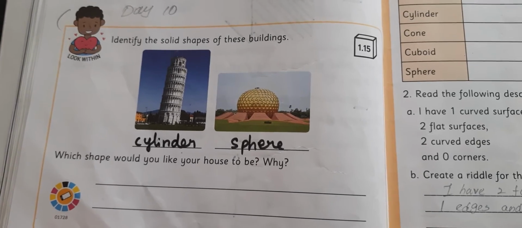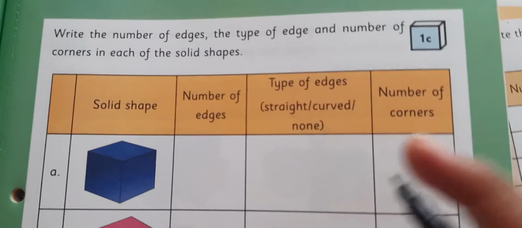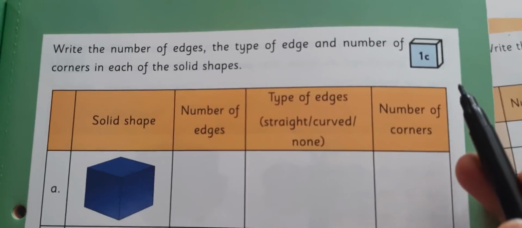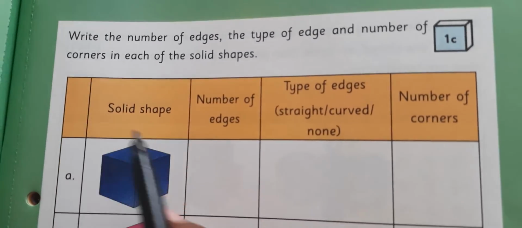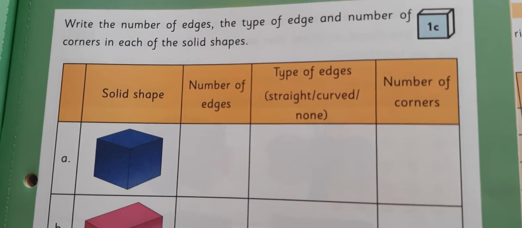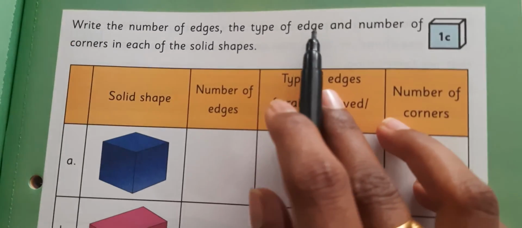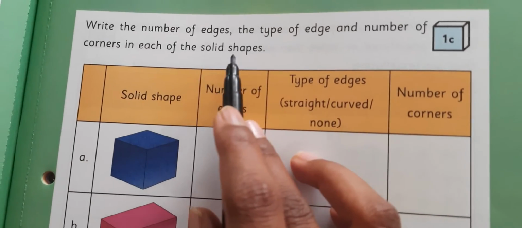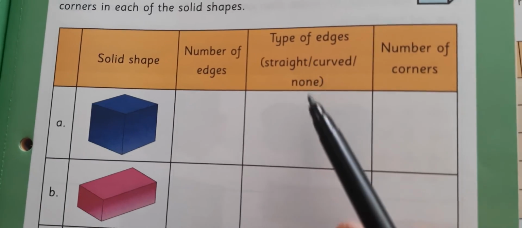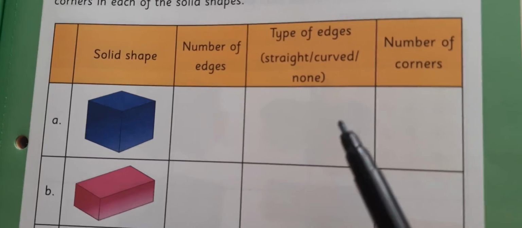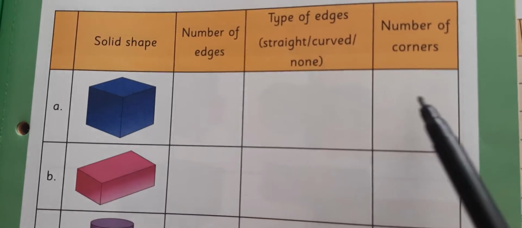The next activity is the companion activity. That is your home fun. See companion activity 1C. Those who do not have the studio book and companion book, take a notebook and write down everything in your notebook itself. Afterwards, take pictures of that activity and send them in the Chrysalis Home app itself. Write the number of edges, the type of edge, and the number of corners in each of the solid shapes. See the solid shapes in the first column. For the number of edges and types of edges, whether straight or curved, you have to write. For the number of corners, you have to write the number of corners each solid shape has.